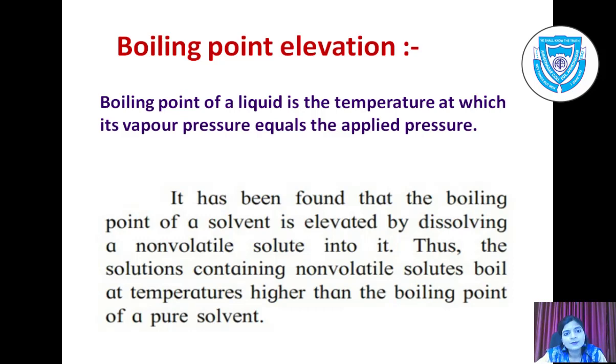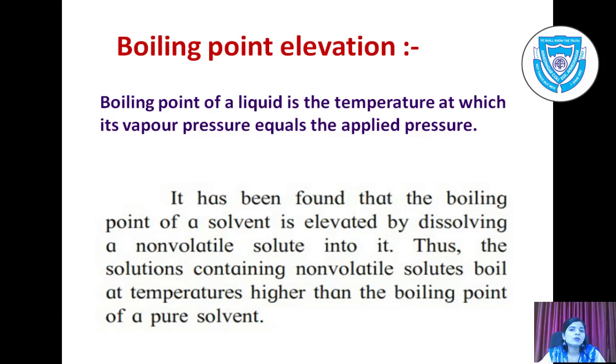Next colligative property, boiling point elevation. Elevation means increase, so elevated means an increase in boiling point. So what exactly is boiling point? First we'll see that. Boiling point of a liquid is the temperature at which its vapor pressure equals the applied pressure. I'll repeat again, boiling point of a liquid is the temperature at which its vapor pressure is equal to applied pressure. You all know that water boils at 100 degrees Celsius.